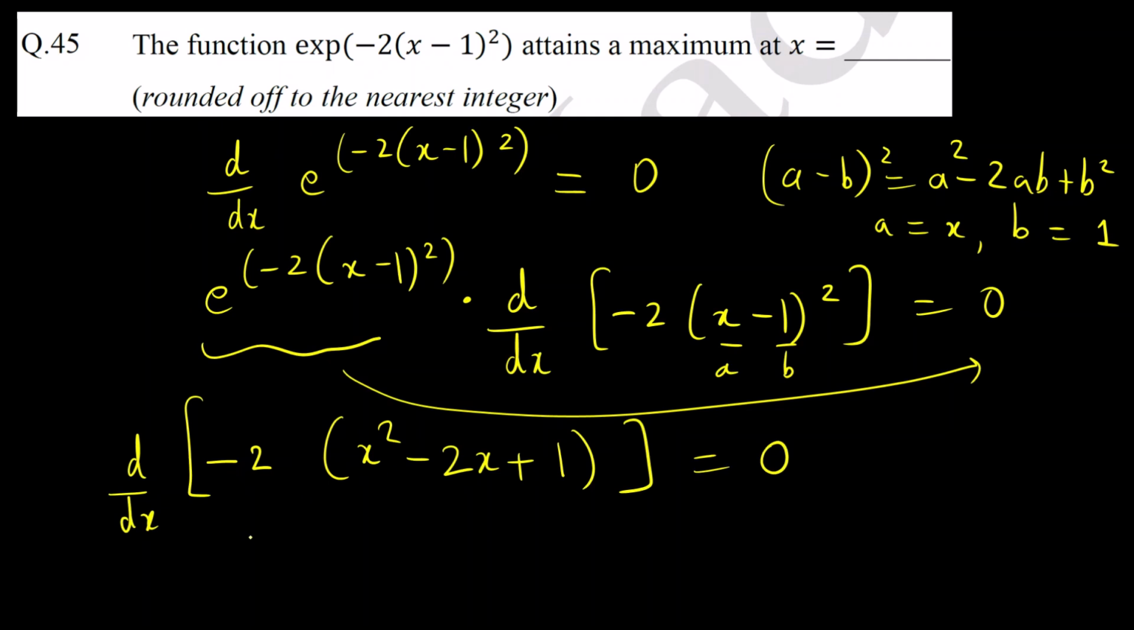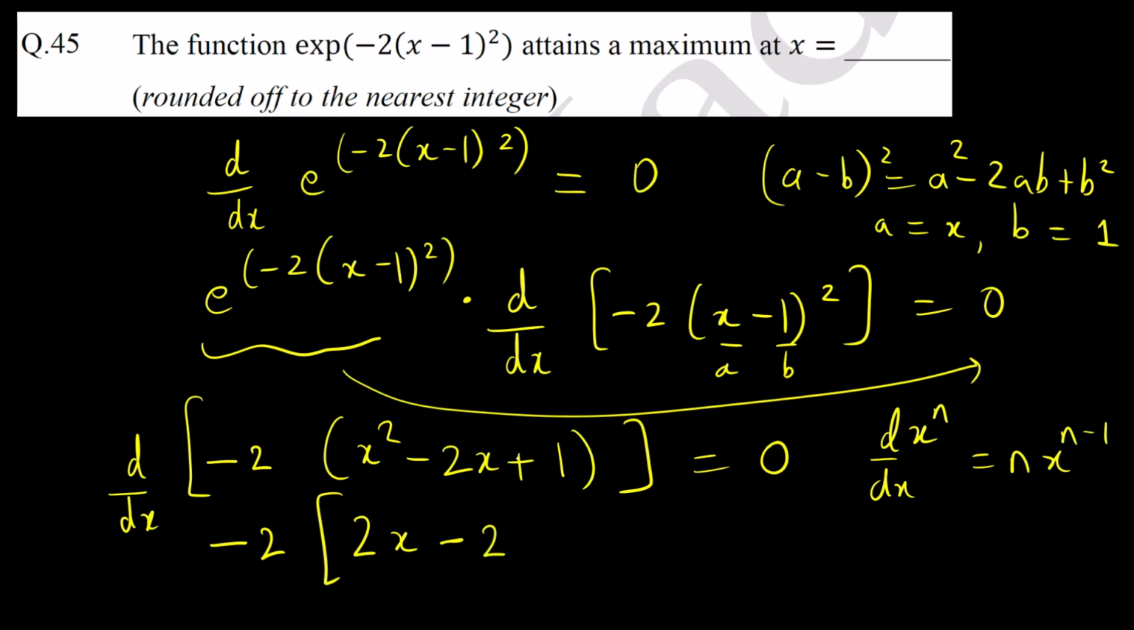So open the brackets, minus 2, minus 2 is a constant, so I can take it outside. X square derivative will be, okay, x raised to n derivative is what? N into x raised to n minus 1. So x square will be 2 into x raised to 2 minus 1, that is x, minus 2 is constant. Derivative of x with respect to x is 1 and 1 is a constant, so answer will be 0.